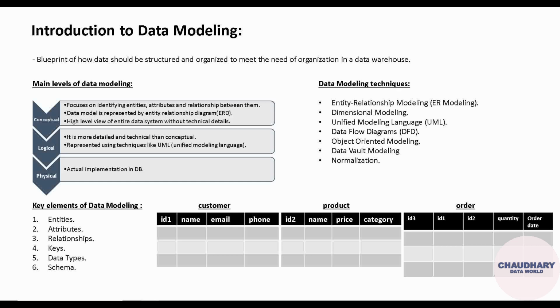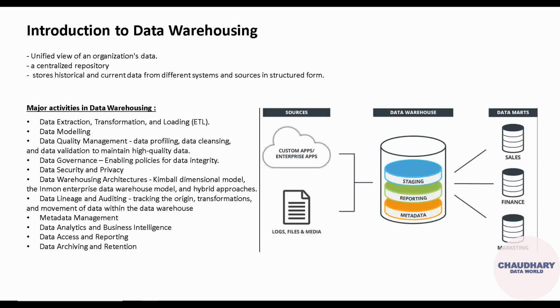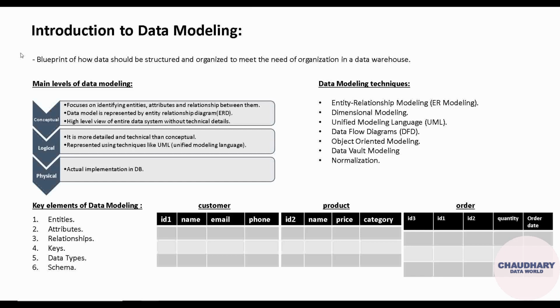Before directly jumping to the data modeling, let me recap the things which I covered previously. So this was the introduction of data warehousing, in which of course there is the major activity, that is data modeling. Although it starts with extraction of data, transformation and then loading of data. After that it goes into data modeling, where this data modeling is nothing but the blueprint of how data should be structured and organized to meet the need of organization.